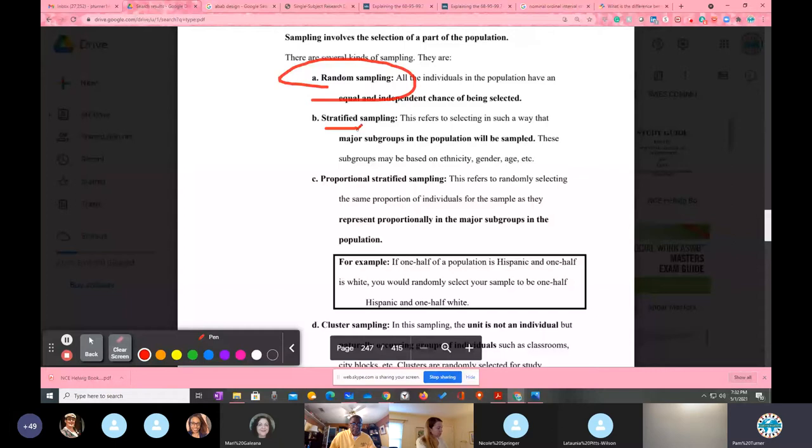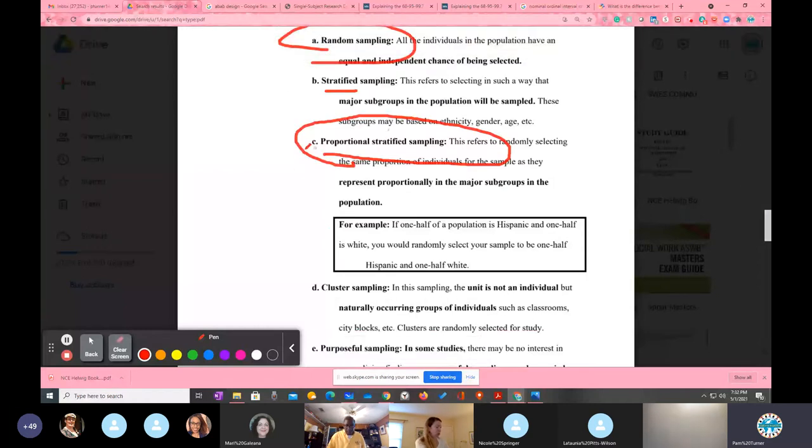Proportional stratified means I want my group to look like my real population. So for example, if I'm looking at proportional sampling and I want to make sure it represents America, right? America is 60% white, white non-Hispanic. So I'd have 6 people in there who were white. The number of African-American people is like 13.4, so I'd probably get 1 person who was black. Our Hispanic population, that's a culture, not a race. So I might have like 1 of those, 1 Asian, 1 other. So my 10 people would look like America.